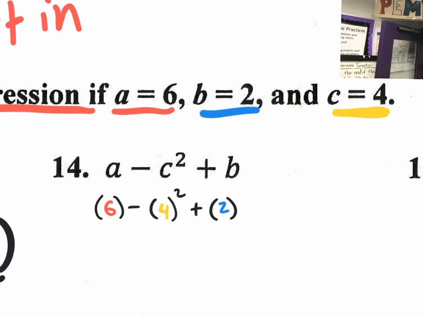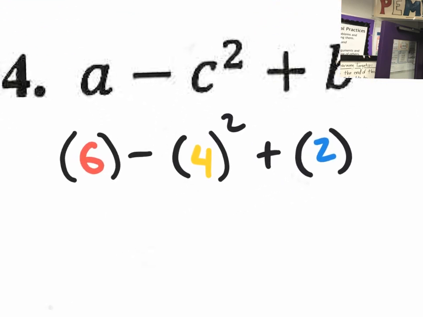And of course, when we start simplifying this, we're going to begin with which operation? Subtraction, exponents, or addition? Of course, exponents. So when we do 4 squared, that's 16. 4 times 4 is 16.